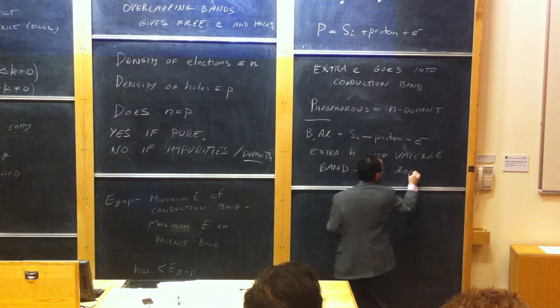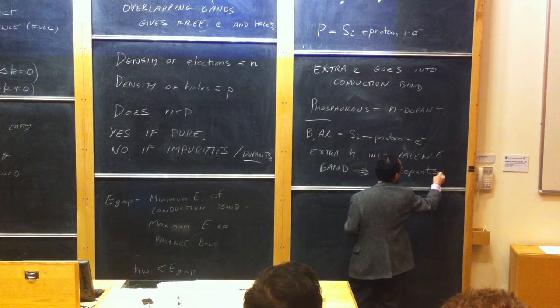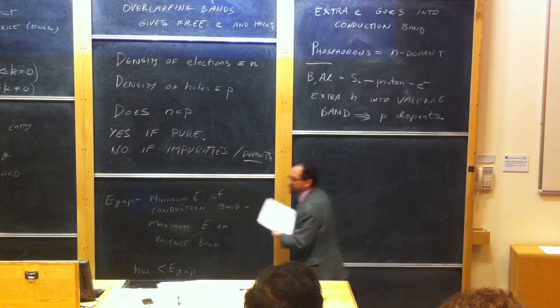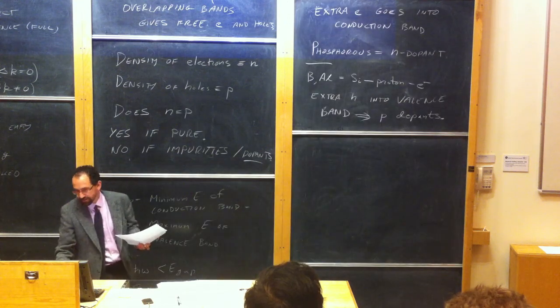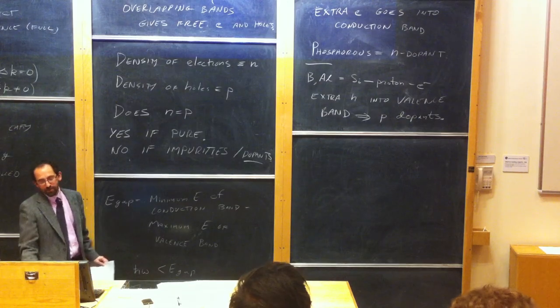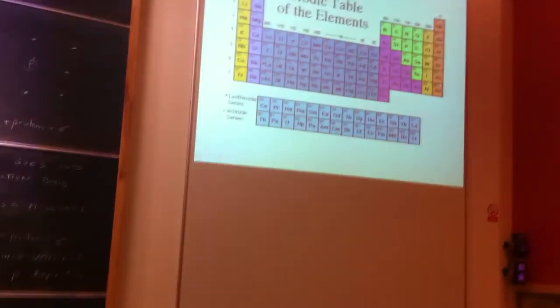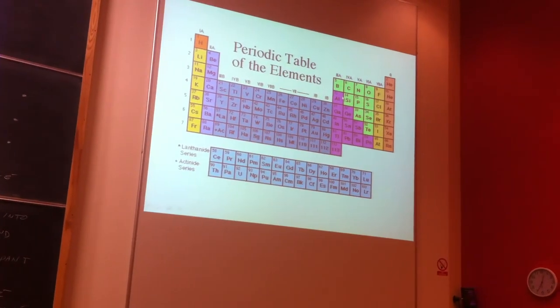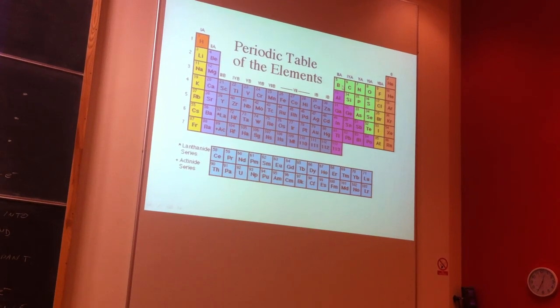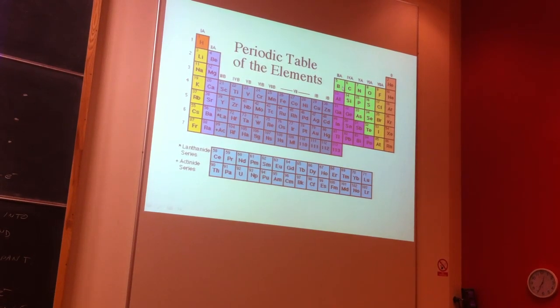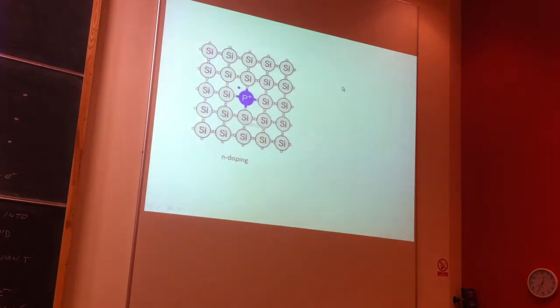p-dopants for silicon. Okay? So let me just show you the cartoon of that. So here's boron. Boron is on the left of silicon, but up one column. It just turns out it's easier to put boron in silicon than it is to put aluminum in silicon, but you can do both.